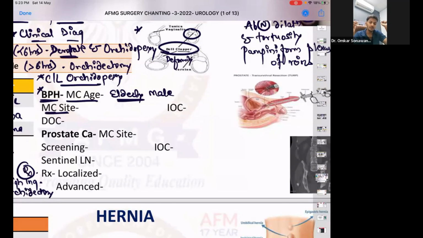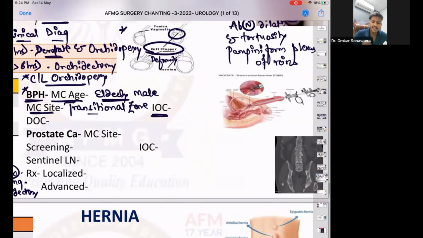So please let me know what is the most common site for BPH. If I talk about the lobes, the most common site for BPH would be the medial lobe and the lateral lobes. Whereas if I talk about the zones, the most common site for BPH would be the transitional zone, followed by the central zone.